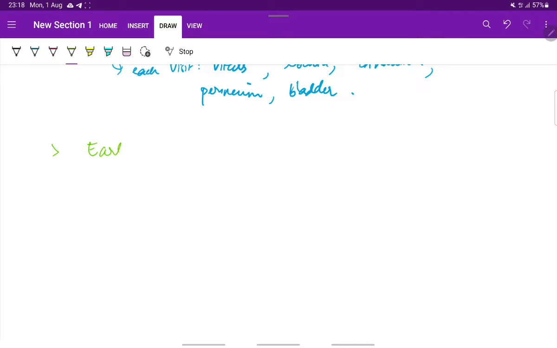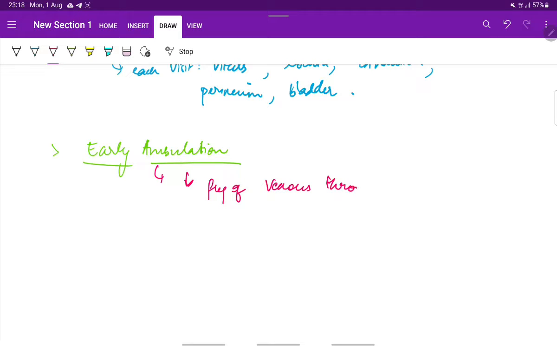The first thing is early ambulation. The mother should be made to get out of bed at the earliest. The early ambulation decreases the frequency of venous thrombosis. This is because when the patient lies down for a prolonged period, there is venous stasis which can lead to venous thrombosis. So, by early ambulation we decrease the frequency of venous thrombosis and pulmonary embolism. The thrombus can dislodge, forming pulmonary embolism.